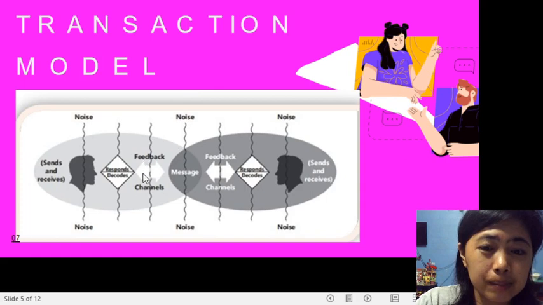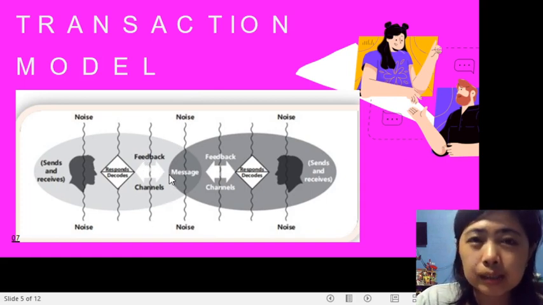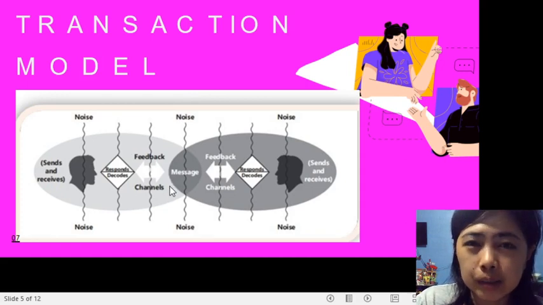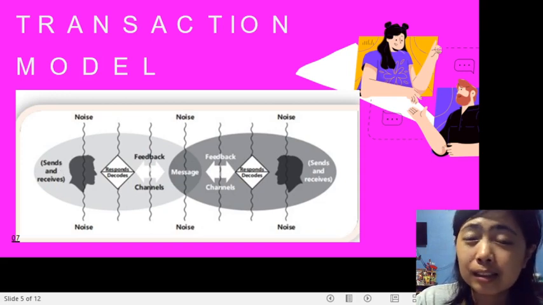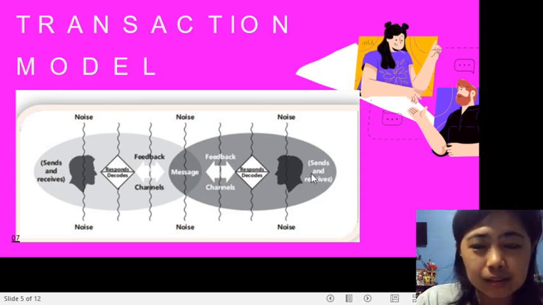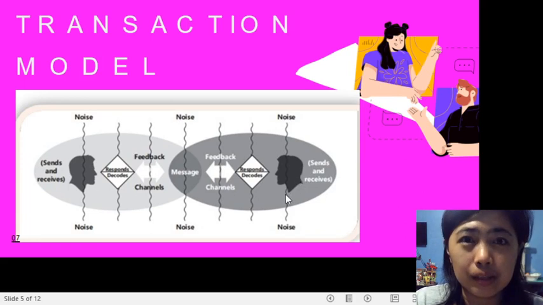There is feedback. So at least from there, despite the presence of the noise or the barrier, as the sender of the message we can still know that the receiver of the message is reacting to what we say, which is really important, right?